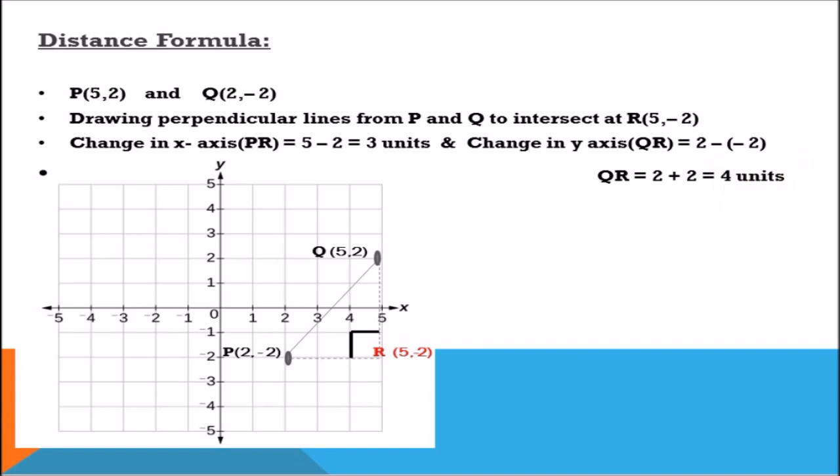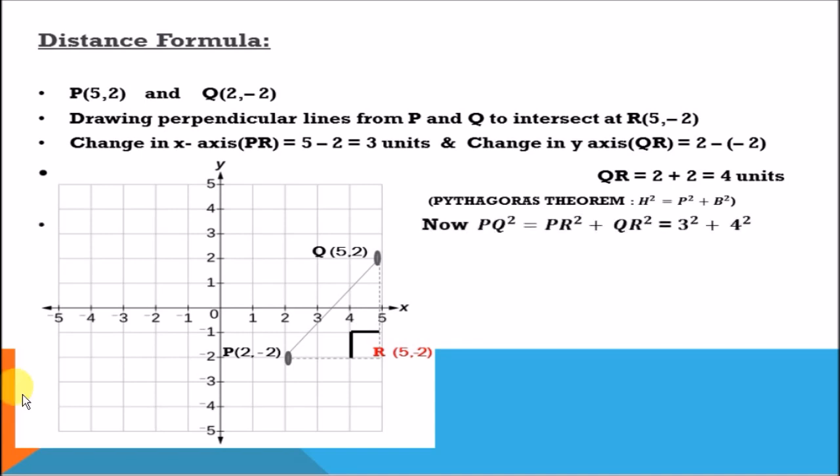Now since PQR is a right triangle, we can use the Pythagoras theorem, which says hypotenuse square equals perpendicular square plus base square. So now PQ square, which is the hypotenuse, equals PR square plus QR square. The magnitude of PR is 3, so 3 square, plus QR is 4, so 4 square. So we have PQ square equals 9 plus 16 equals 25. Taking the square to the other side, we get PQ equals square root of 25 equals 5 units.